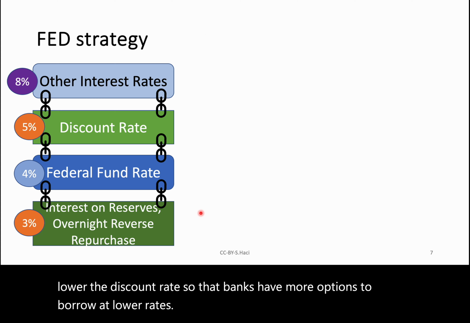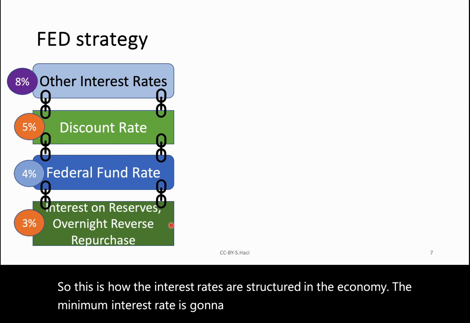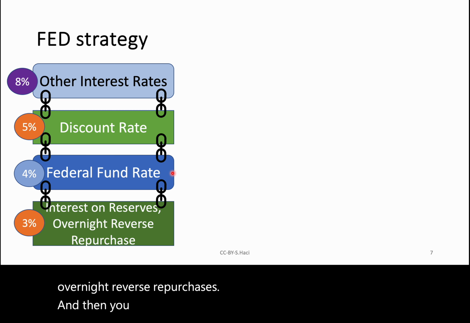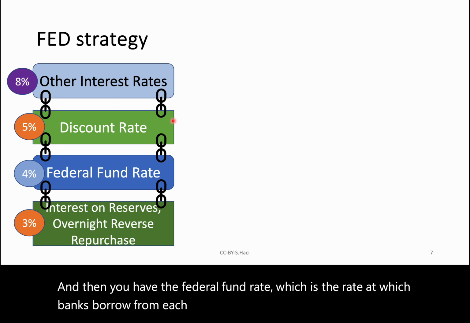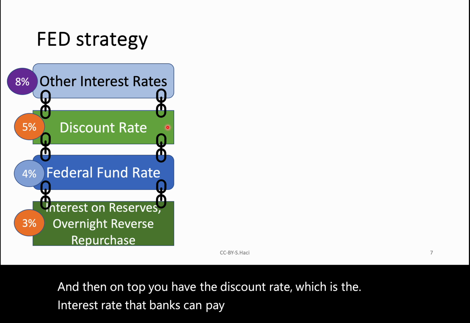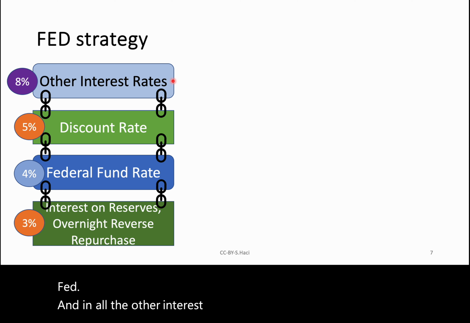So this is how the interest rates are structured in the economy. The minimum interest rate is going to be the interest on reserves or overnight reverse repurchases. And then you have the federal funds rate, which is the rate at which banks borrow from each other. And then on top, you have the discount rate, which is the interest rate that banks can pay if they want to borrow from the Fed. And then all the other interest rates are above that.